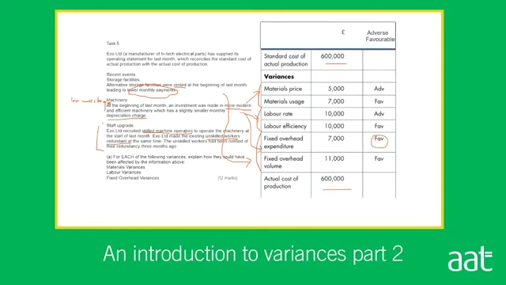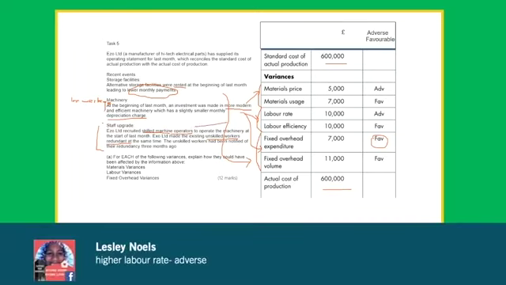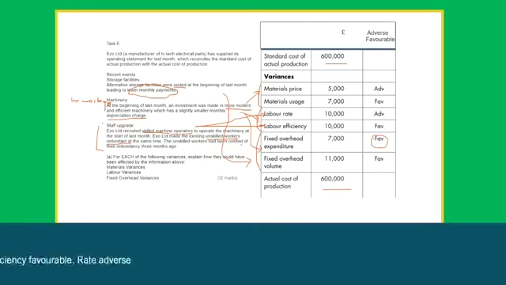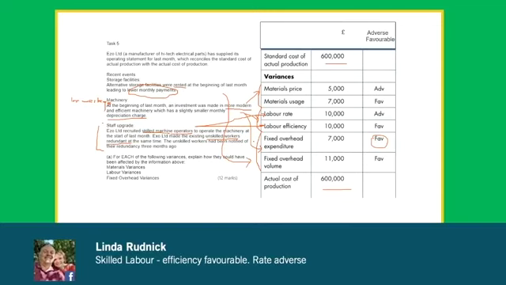We've got Leslie again with higher labour rate is adverse. Very good. Higher skilled operators will probably be paid a little bit more. So it will affect our rate. We'll be paying more per hour, but at the same time, because they are skilled, they might potentially save some time. So we will have a favorable labor efficiency. Okay, very good. How about those unskilled workers? We have to make them redundant. So Linda's come in with skilled labour efficiency is favourable, but the rate is adverse. Very good. Well done.